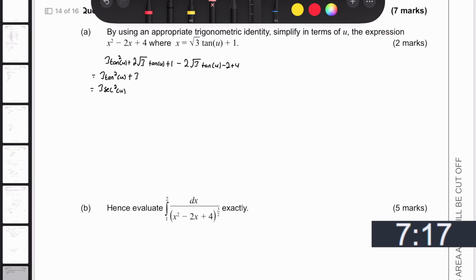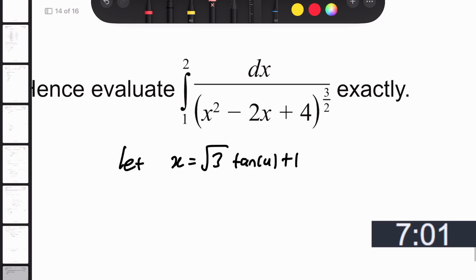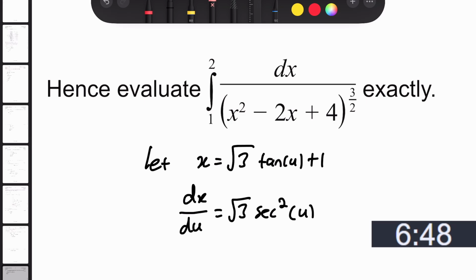And then hence evaluate that exactly. So let this, so we'll say let x equal square root of 3 tangent of u plus 1. And then let's say dx du is going to equal square root of 3 secant squared of u, because the derivative of tangent is 1 on cosine squared, which is 1 on secant squared.